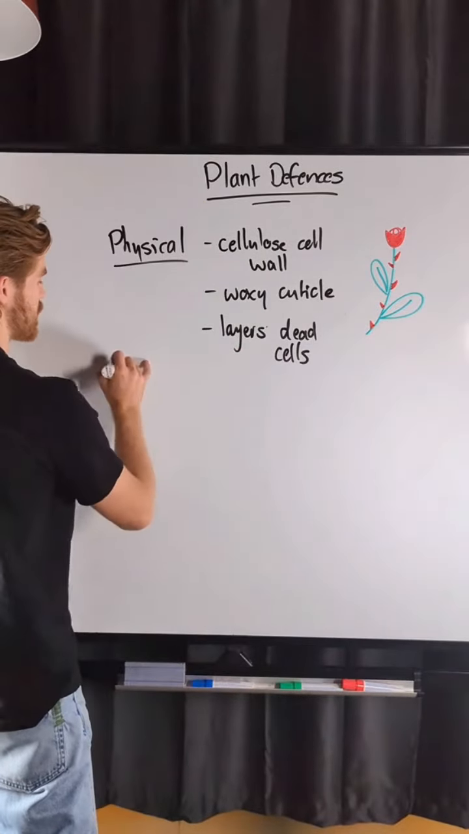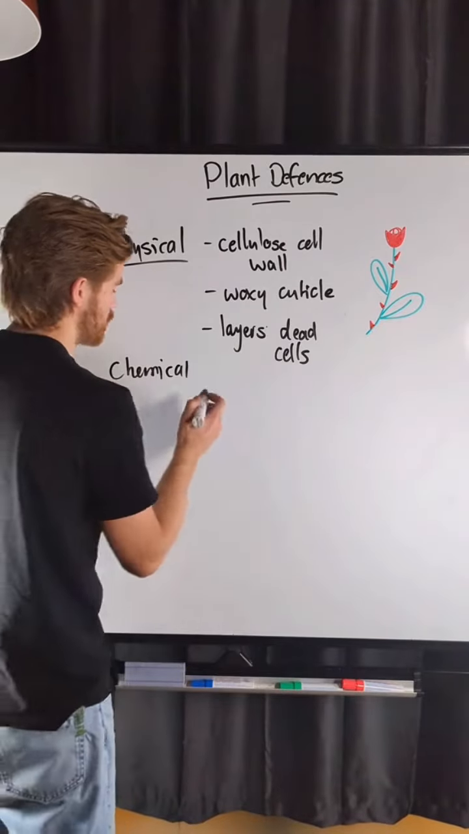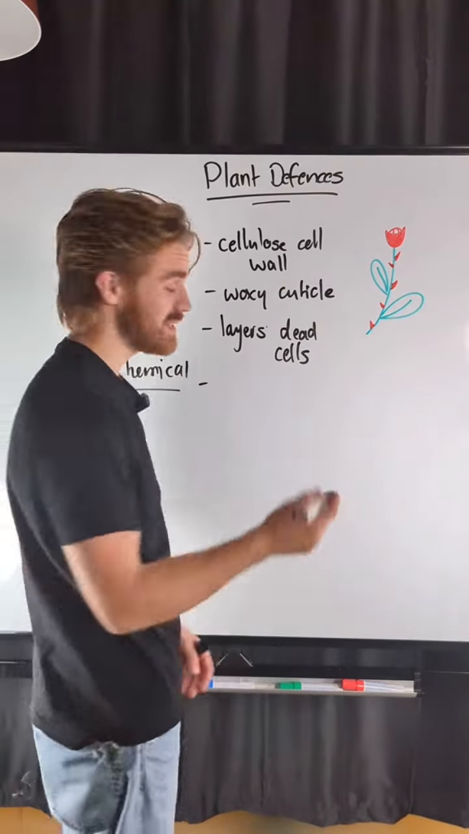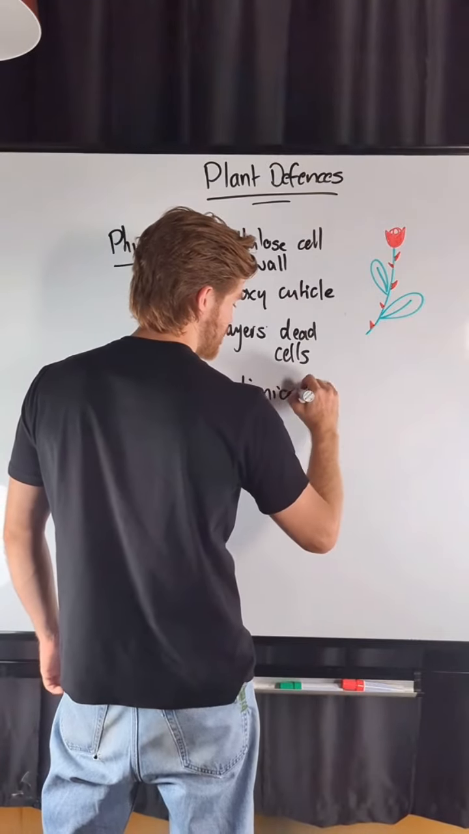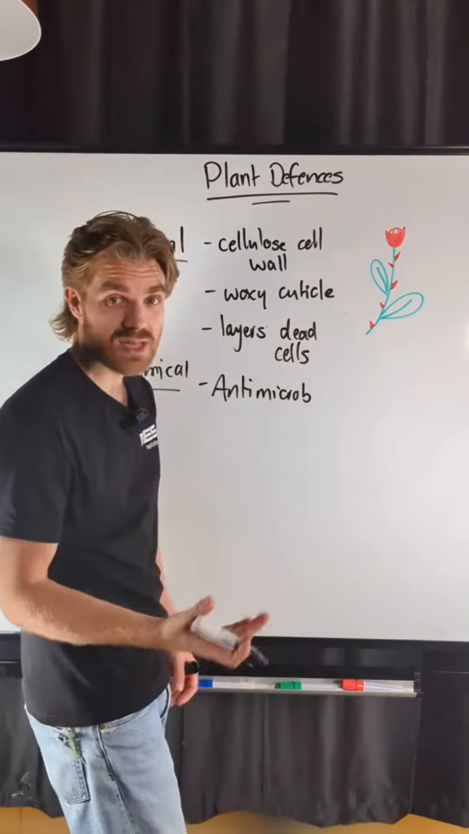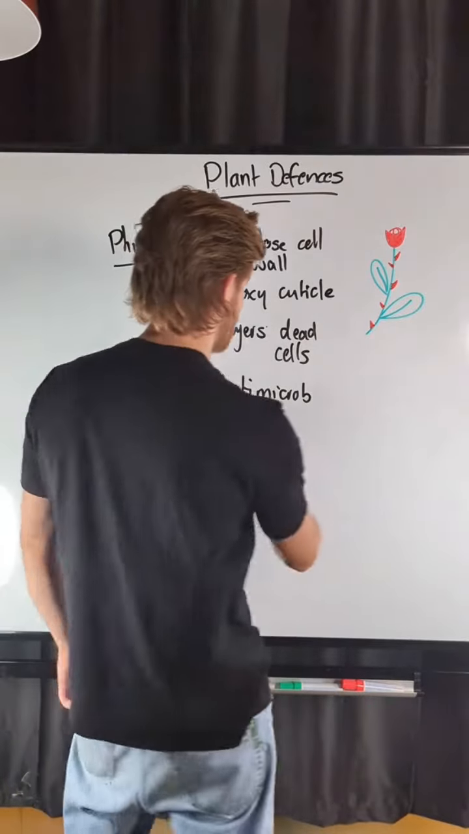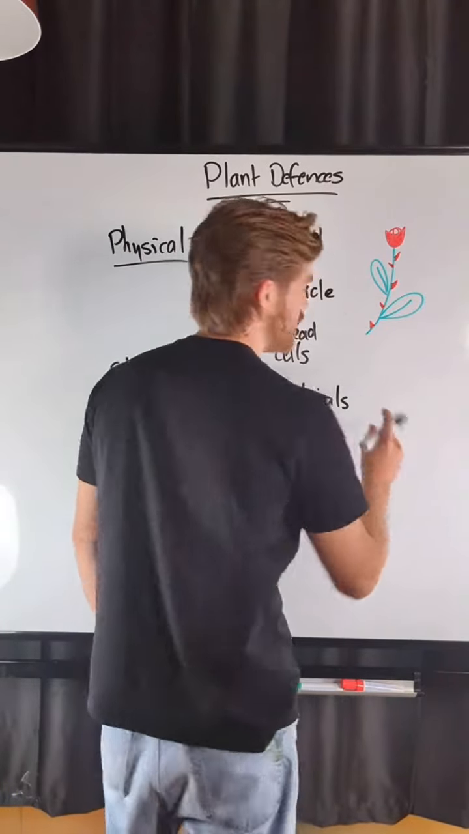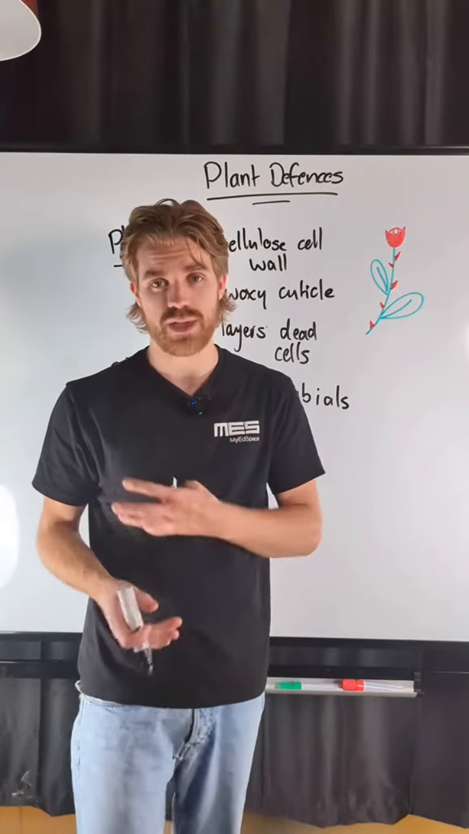Our next type of defense are chemical defenses. These are chemicals that the plant produces. These might be antimicrobials. So these could be antiseptics, like, for example, mint or tea tree, or they could perhaps be antibiotics as well. These will kill any microorganisms and will prevent the plant from being infected.